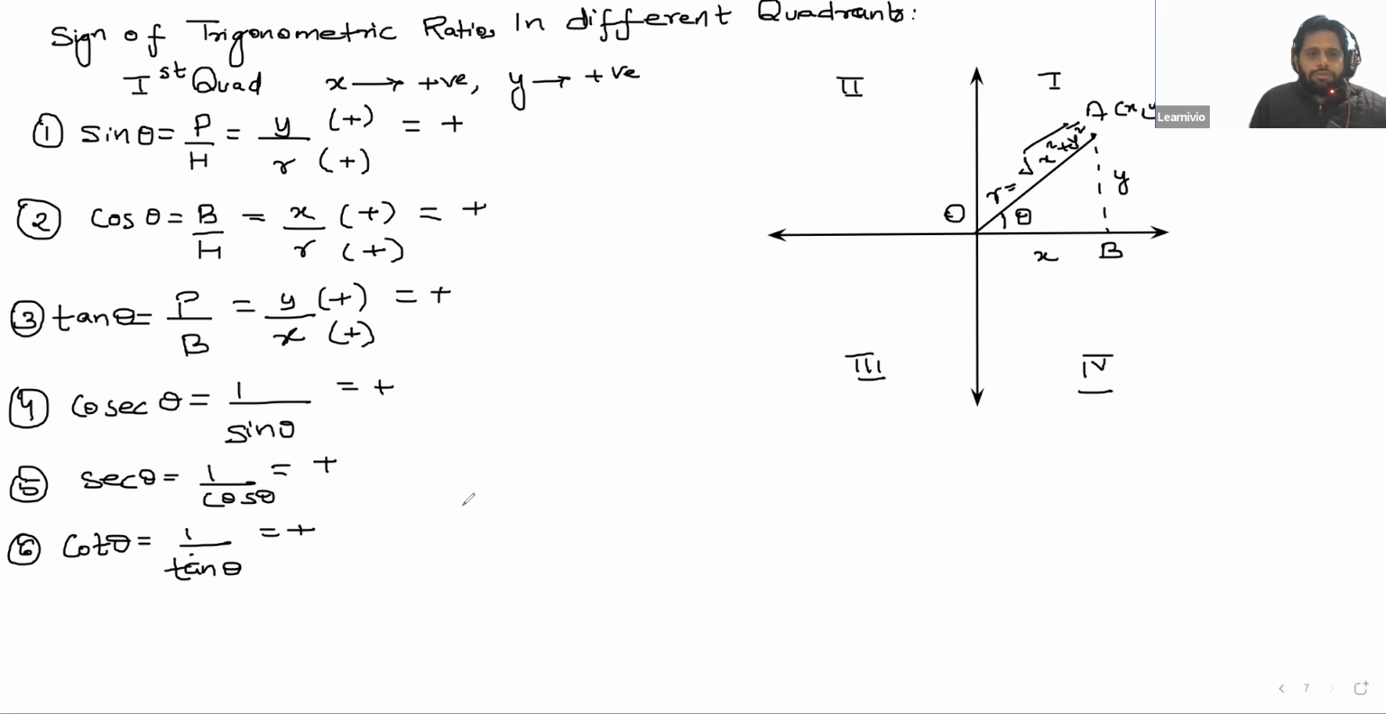Okay, Noma? Yes, sir. So this means in the first quadrant, all these trigonometric ratios are positive. Okay, please note down this, confirm me, then we will check the second quadrant.